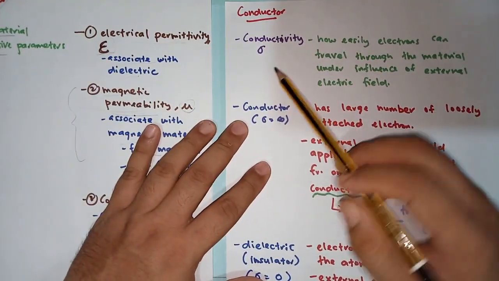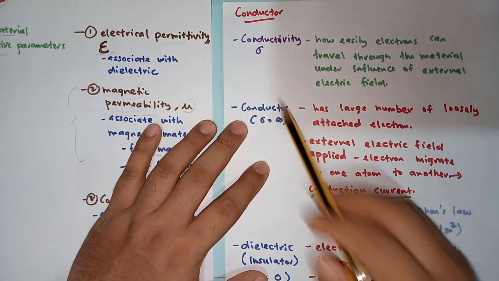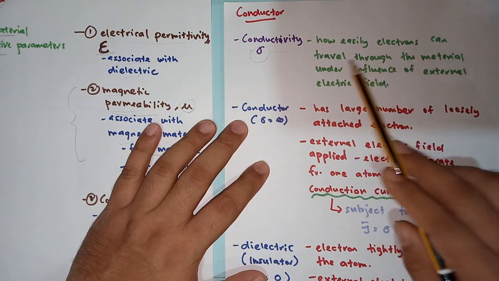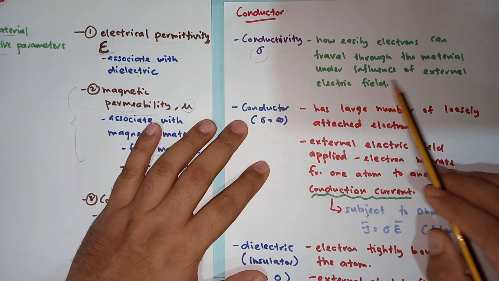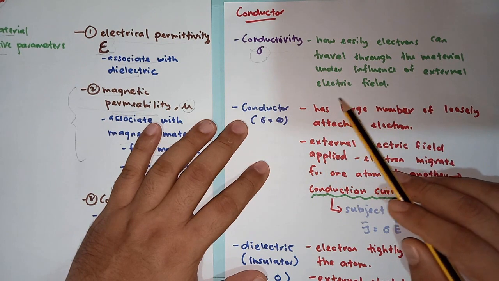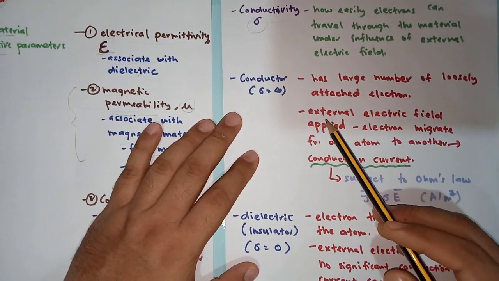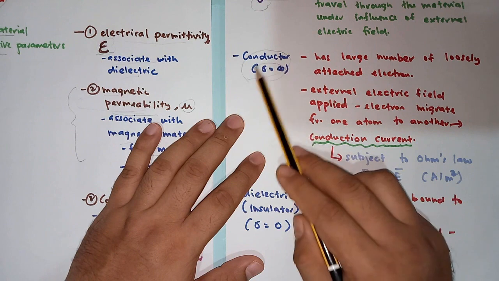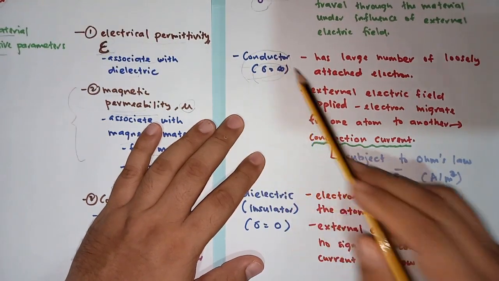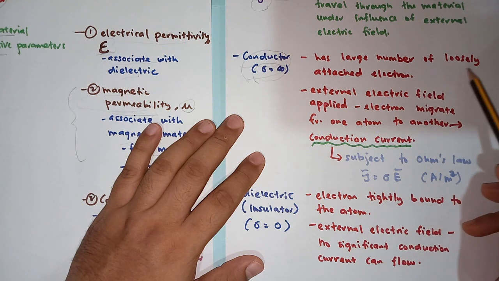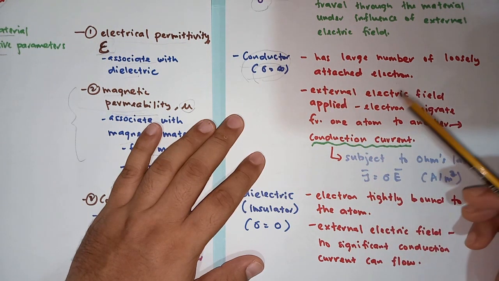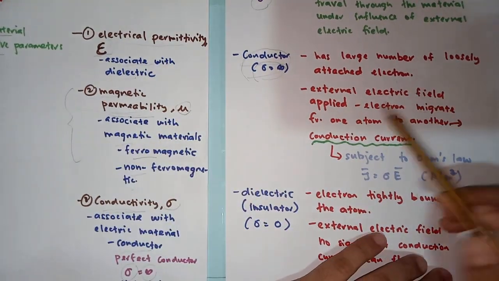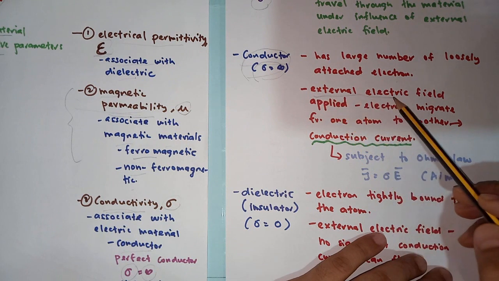Alright. So what is represented by the conductivity? The conductivity sigma represents how easily electrons can travel through the material under the influence of an external electric field. If we consider a perfect conductor, where sigma is equal to infinity, inside the conductor we have a large number of loosely attached electrons, and the electrons can migrate from one atom to another if we apply a small value of external electric field.